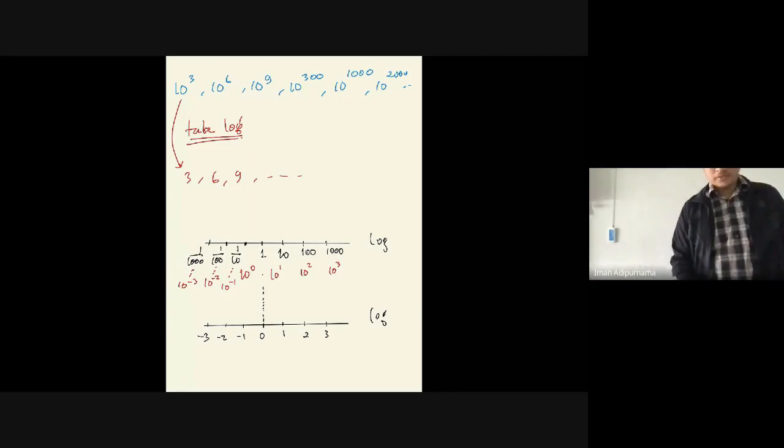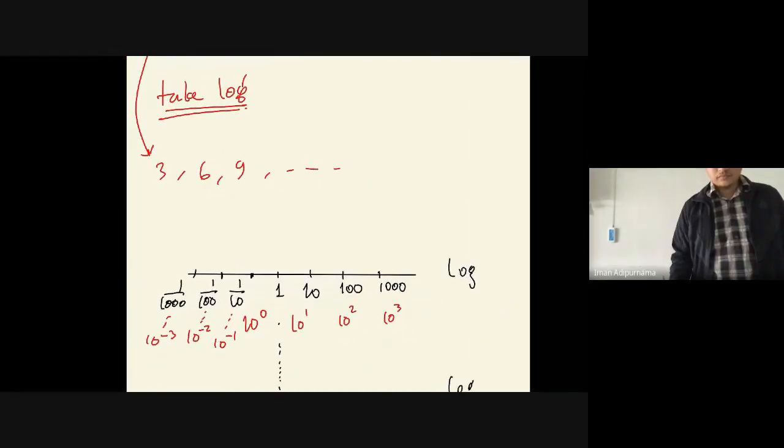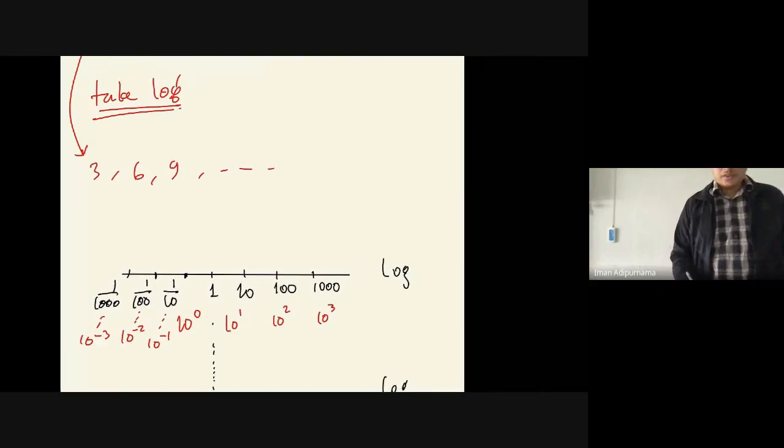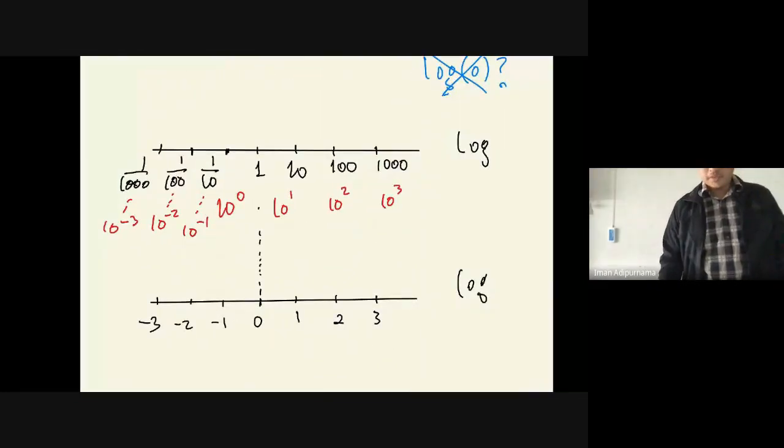And how about 0 in this log? We cannot write log of 0, right? There is no such value. We cannot write it because it's in log.